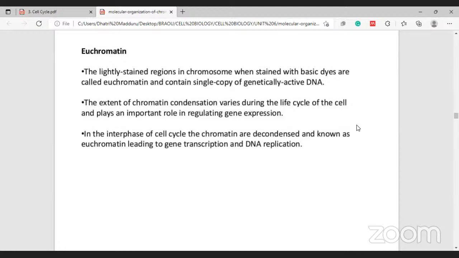The extent of chromatin condensation also varies during the life cycle of the cell. And it is important for regulation of gene expression because they are loosely packed. So the regulatory elements or regulatory proteins can easily access the DNA molecules and regulate. In the interphase, the chromatin which is decondensed, that is euchromatin, leads gene transcription and DNA replication. Because only in S phase the replication takes place, therefore it should be accessible to all the proteins.